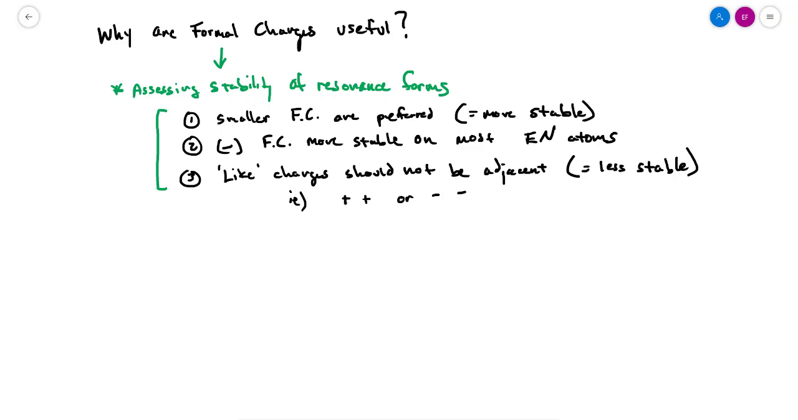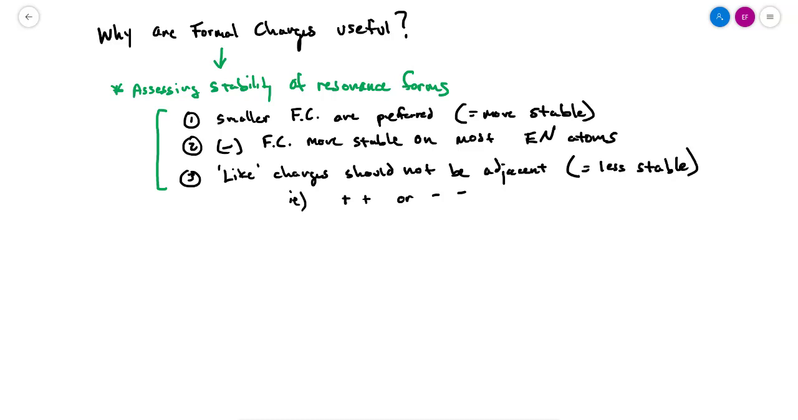So the first criterion is that overall, a resonance form that has smaller formal charges is going to be preferred. You don't want a bunch of highly charged formal charges on individual atoms within a molecule, because that means you have atoms that are either very electron rich or very electron deficient, which increases the reactivity of that molecule, which is inversely related to its stability. So lower formal charges overall on individual atoms is better.